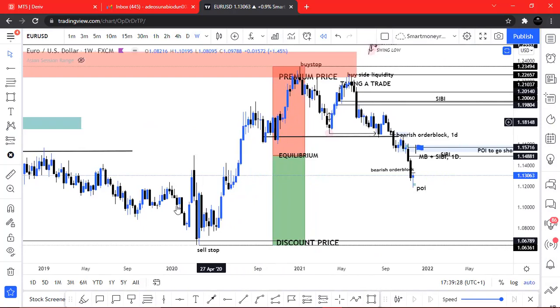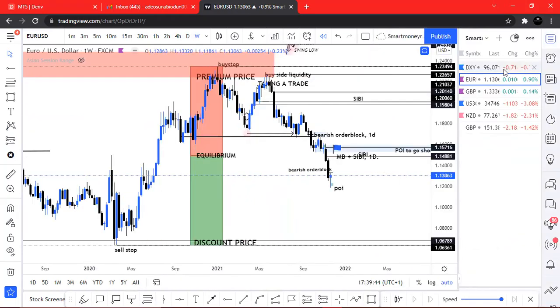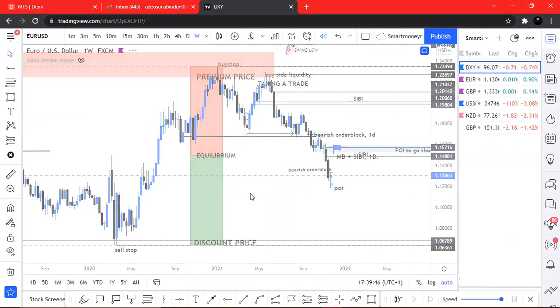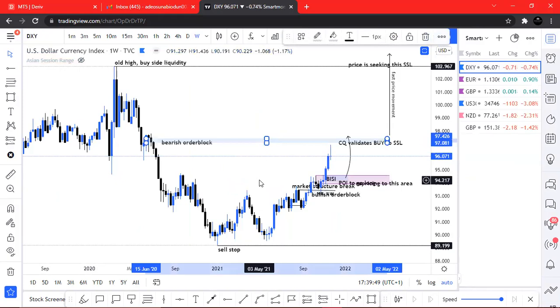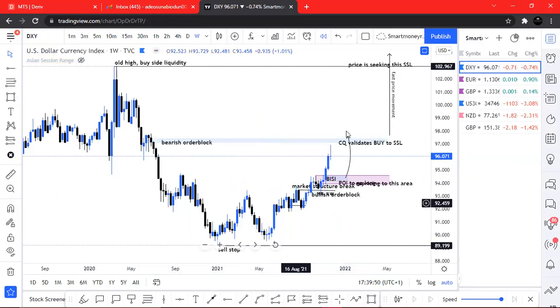Something like this. Since this one came all the way down, DXY will now go up. So that means price is trading into discount here. That means for DXY, it will be trading into premium from discount. Right? So it's trading from discount to premium.